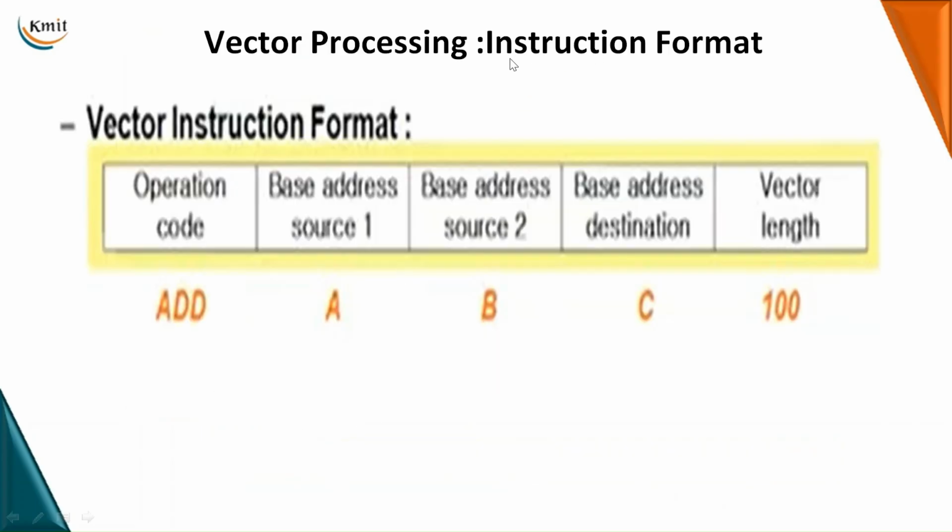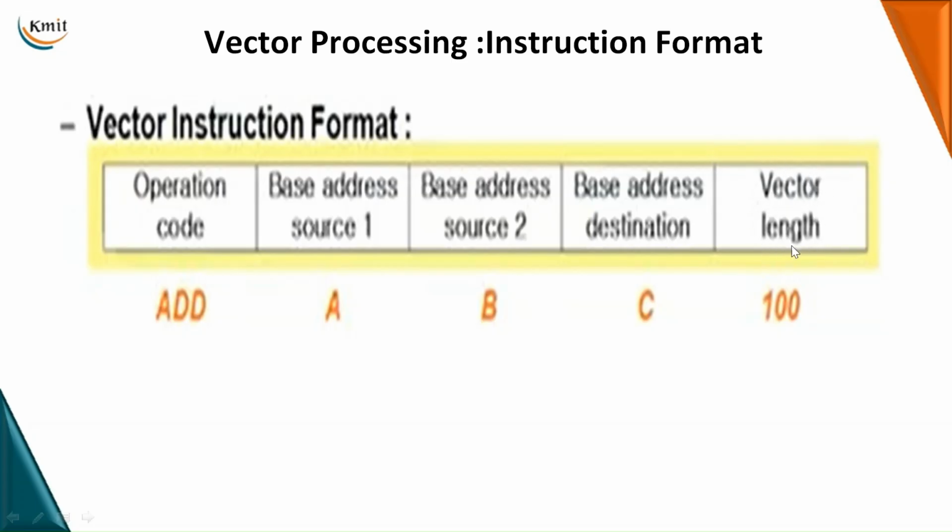Next, let us see the instruction format of a vector computer or vector processing. As we know, the instruction format of a normal computer contains opcode, operand 1, operand 2, operand 3. In the case of a vector instruction format, it is the same, but we have one more thing in the format, which is the vector length. The opcode specifies the operation that needs to be performed. Base address source 1 represents the first operand, source 2 represents the second operand, and destination represents the destination operand. And apart from that, we also have a vector length.